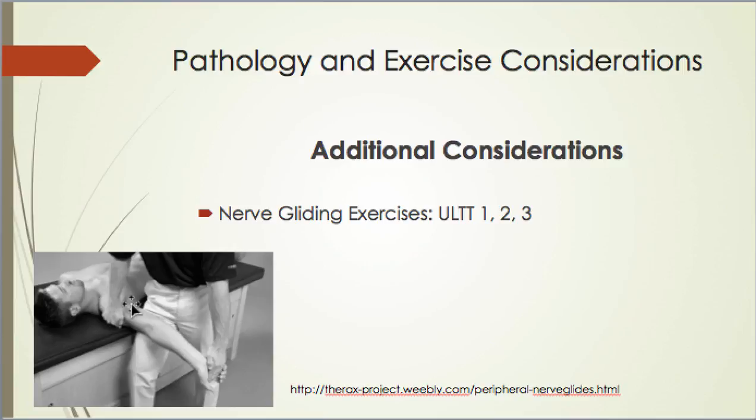So this is an example of, which one do you think? Her palm is up. What nerve goes on the anterior arm, elbow, and forearm? That would be the median nerve, ULTT1. Upper limb tension test 1. So this is a tension test. You can use those same testing positions to do gentle flossing or gliding exercises for those structures.